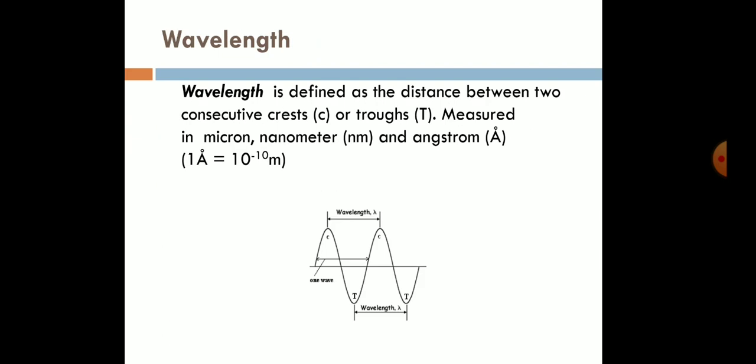The second parameter is wavelength. Wavelength is denoted by the symbol lambda and it is defined as the distance between two consecutive crests or troughs of a wave as shown in the figure. It is measured in various units which are micron, nanometer, angstrom, etc.